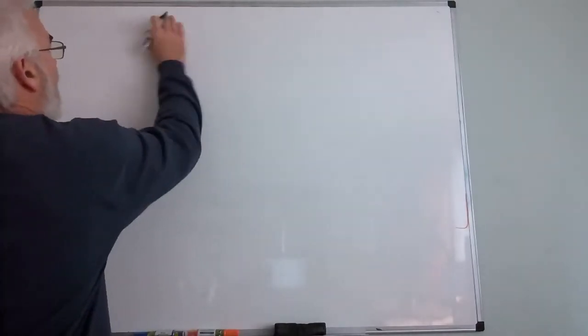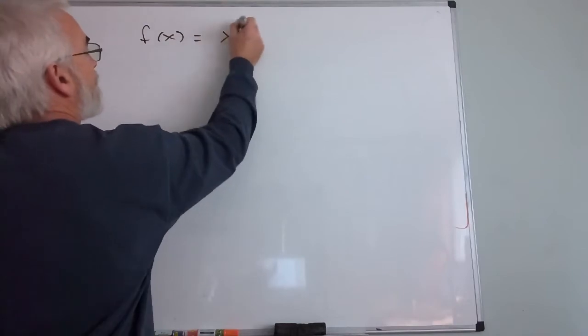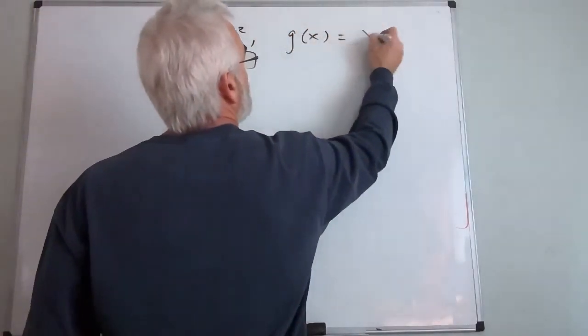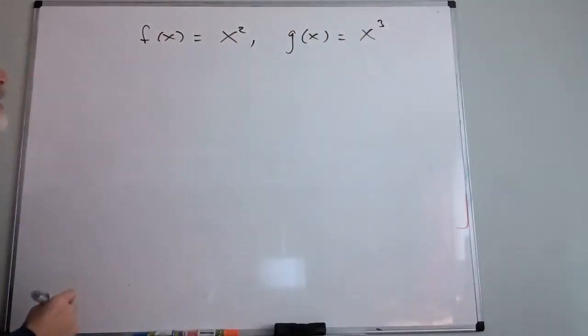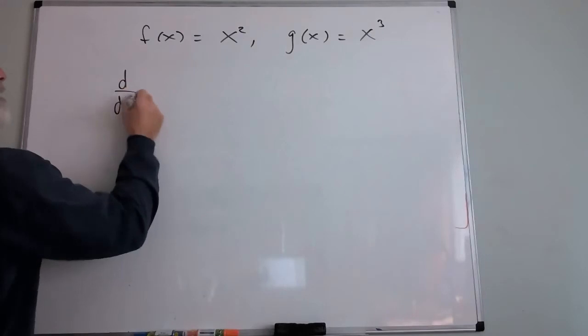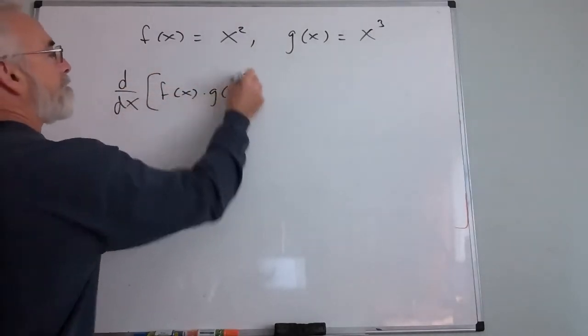Let's suppose that f of x, let's keep it really simple, is x squared, and g of x is x cubed. Let's keep it really simple. Here's what I'd like to do. I'd like to do the derivative of f of x times g of x.